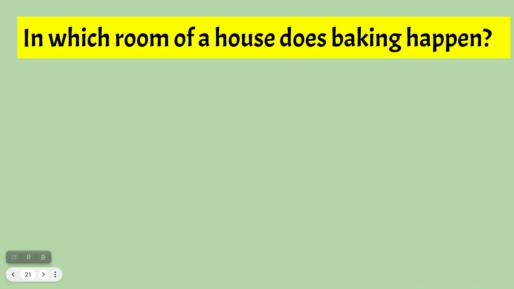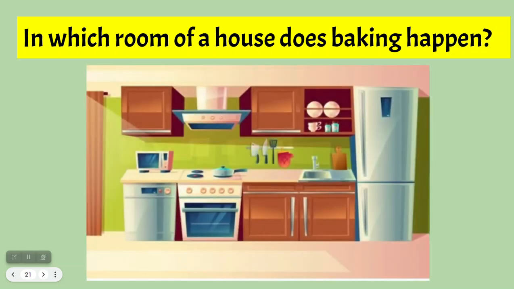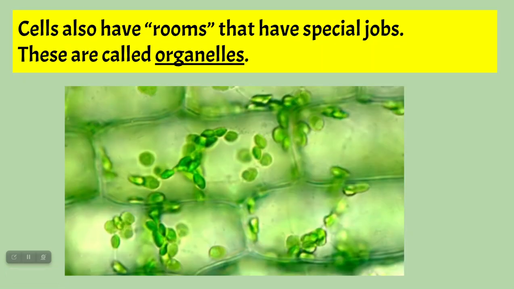Okay, so think back to our cookie analogy. If we're baking cookies, we bake cookies in the kitchen, right? And so you know that there's a special room with special equipment to make that baking happen. So cells also have a special place where they do special jobs. And each one of their special rooms, that's an analogy, of course, they're called organelles.